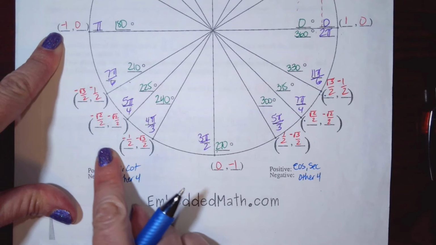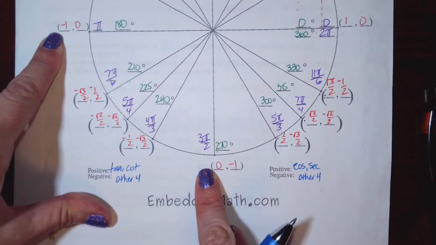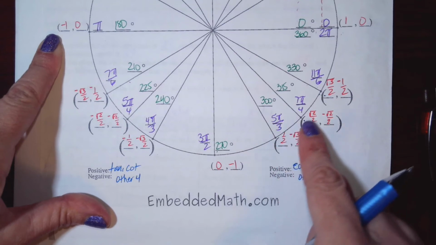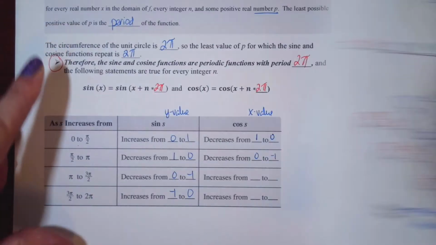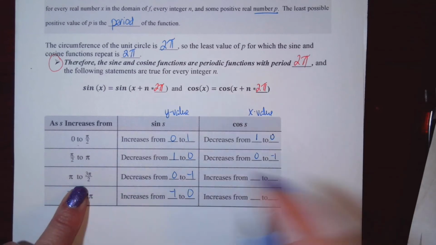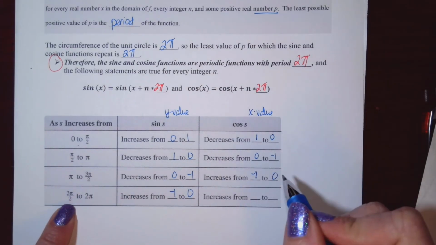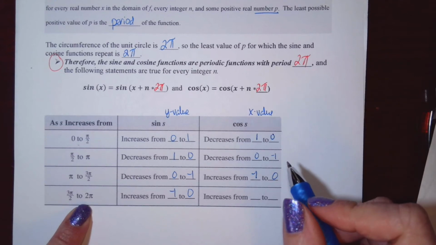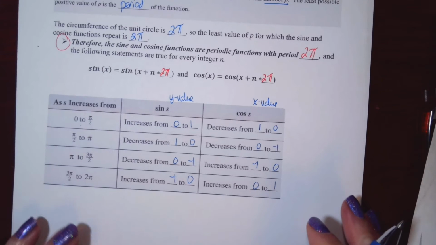My x-coordinate is moving back to 0 from -1 to 0, and then it continues increasing all the way back to +1 when I'm over here at 2 pi. So from pi to 3 pi halves, I go from -1 back to 0, and then from 3 pi halves, that quadrant 4, I go from 0 all the way back to +1.